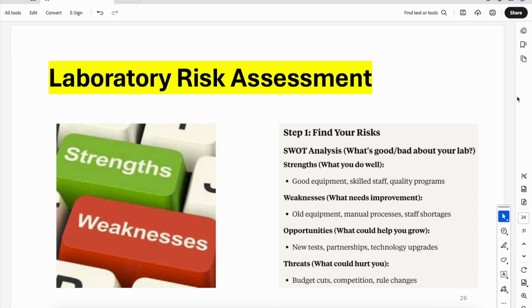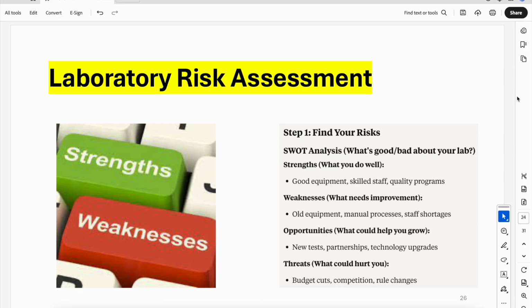Laboratory risk assessment process. Now, let me guide you through a practical, step-by-step approach to conducting risk assessment in your laboratory. Step 1. Find your risk. Start with a SWOT analysis to understand what's good and bad about your laboratory.